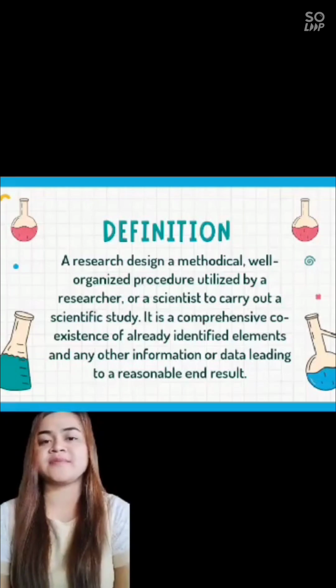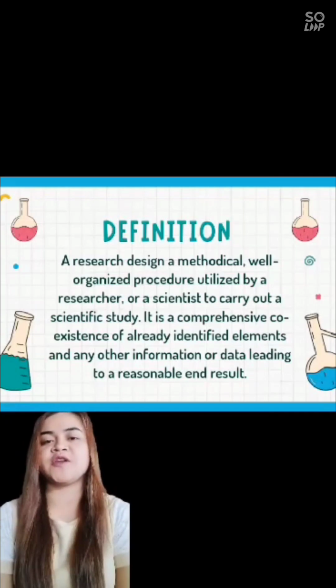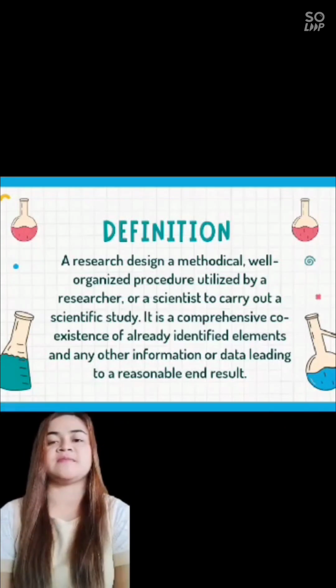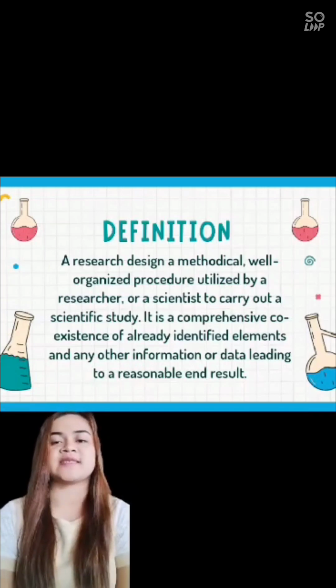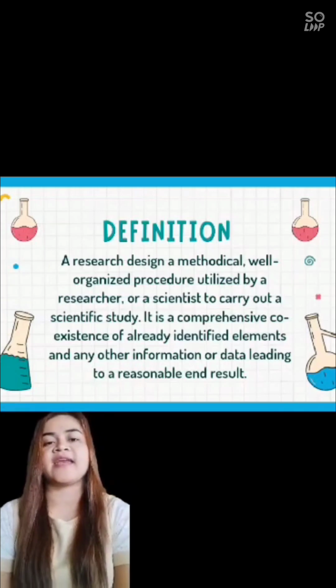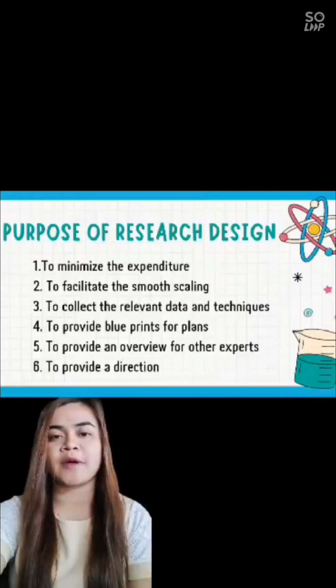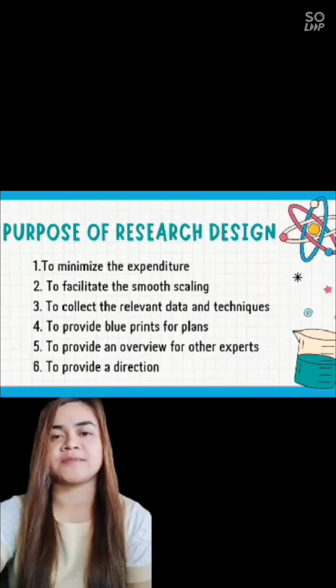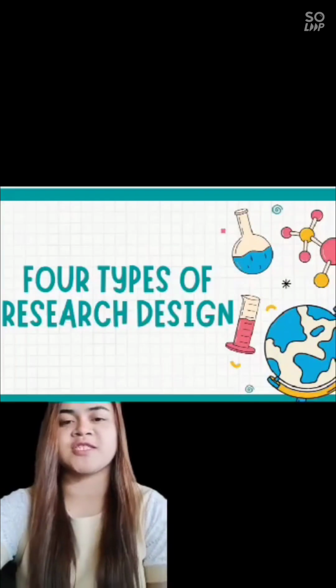A research design is a methodical, well-organized procedure utilized by a researcher or a scientist to carry out a scientific study. It is a comprehensive coexistence of already identified elements and any other information or data leading to a reasonable end result. The purpose of research design is to minimize expenditure, to facilitate smooth scaling, to collect the relevant data and techniques, to provide blueprints for plans, to provide an overview for other experts, and to provide a direction. There are four types of research design.